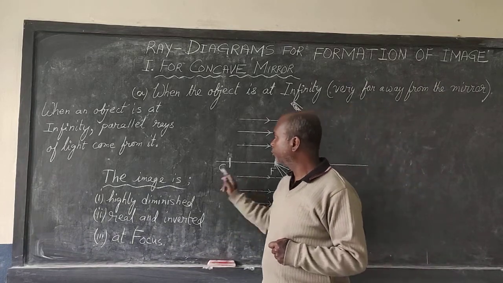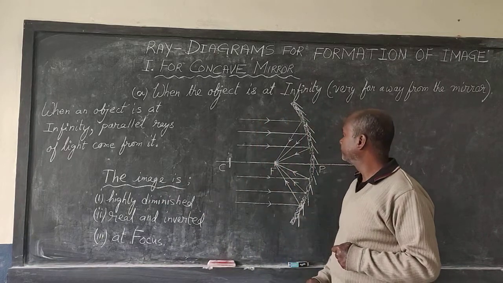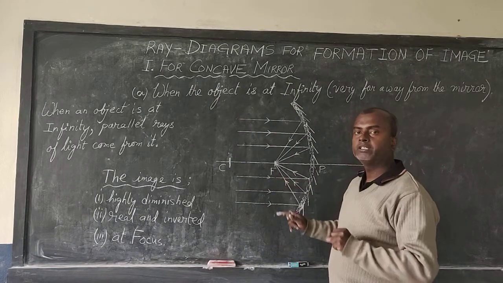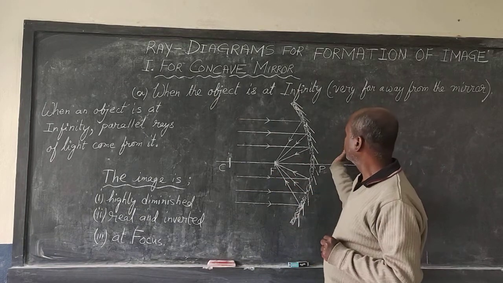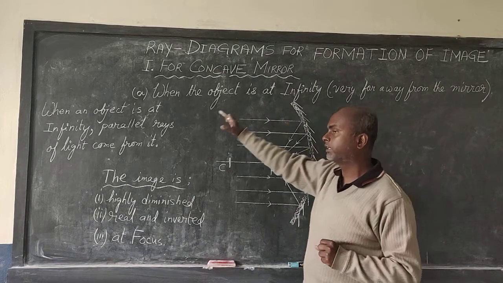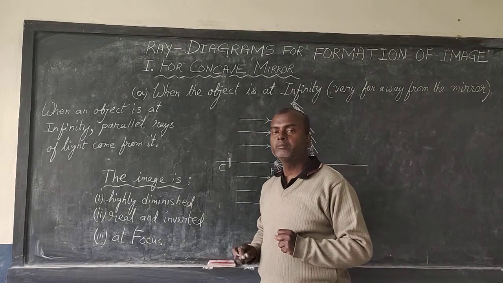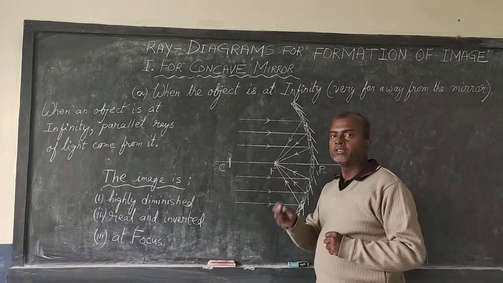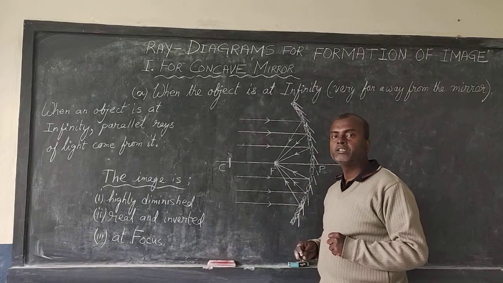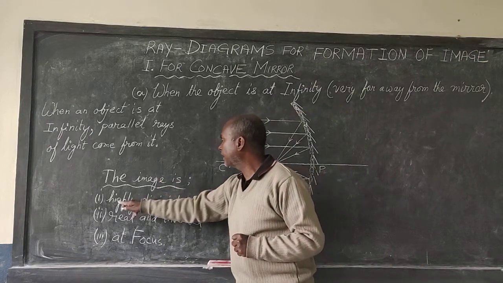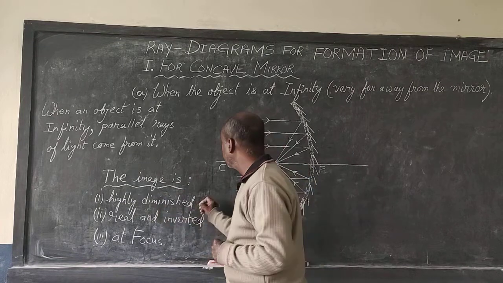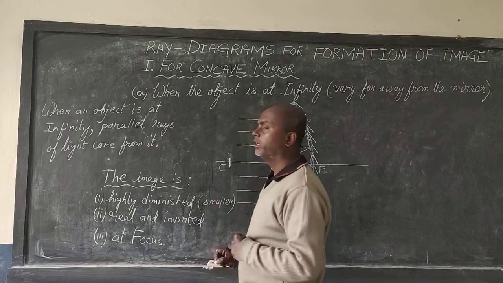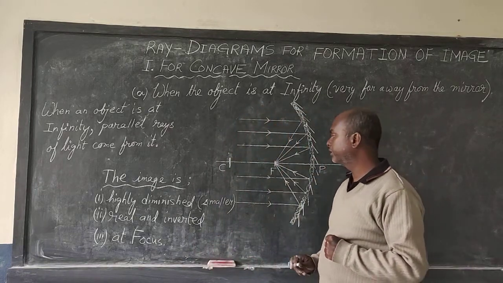Okay, now a few things that we need to know about the image which is formed at focus. The object is at infinity. Where is the image? At focus. The image will be very small, as I said. If you point the reflecting side towards the sun, the sun becomes the object which is at infinity, and the image of the sun which is at focus is a small dot, very small. So the image is highly diminished. Diminished means smaller than the object.